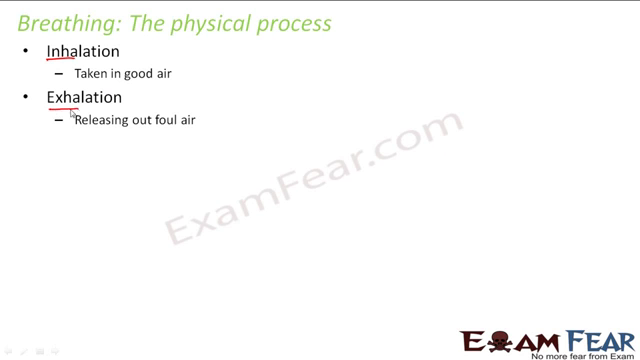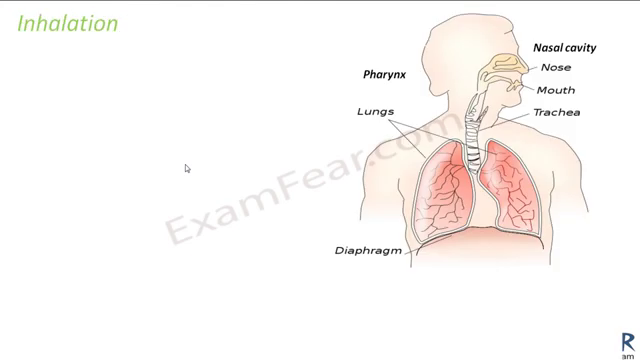Exhalation means releasing out the foul air. Foul air means the bad air. Why is it bad air? Because this air contains more of carbon dioxide, and carbon dioxide is a byproduct of respiration. Due to the process of respiration, carbon dioxide is produced as a product which is no more needed by the body. So carbon dioxide becomes a waste for the body. So that is why it is said to be the foul air. So inhalation is taking in good air and exhalation is giving out bad air. So we will talk about both these processes of inhalation and exhalation, and we will see what happens physically.